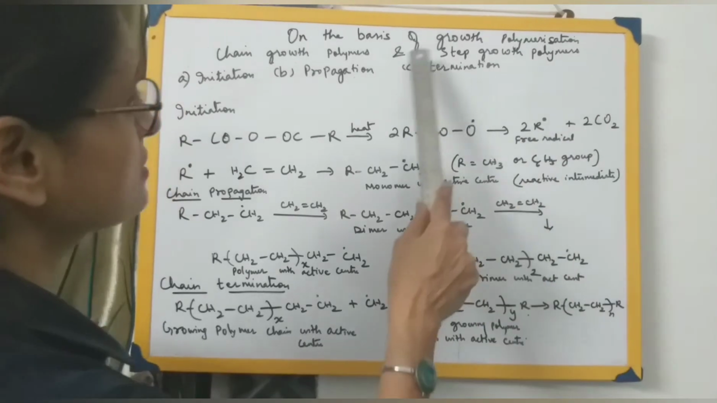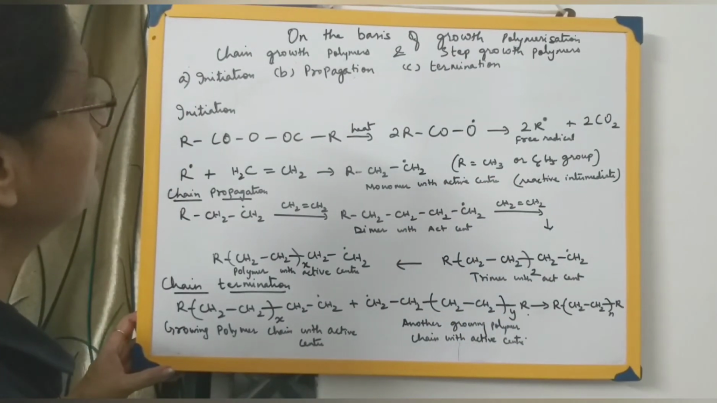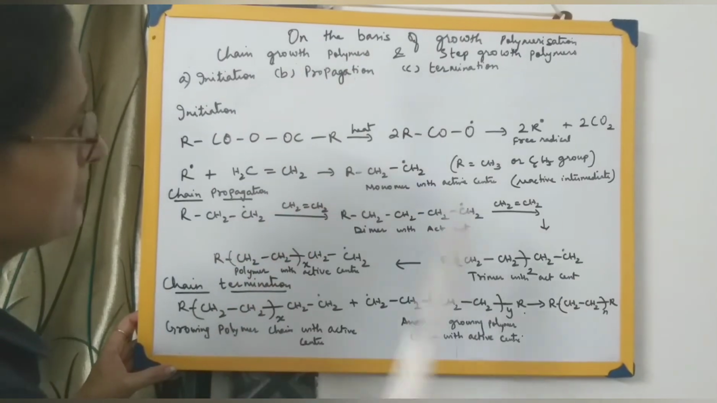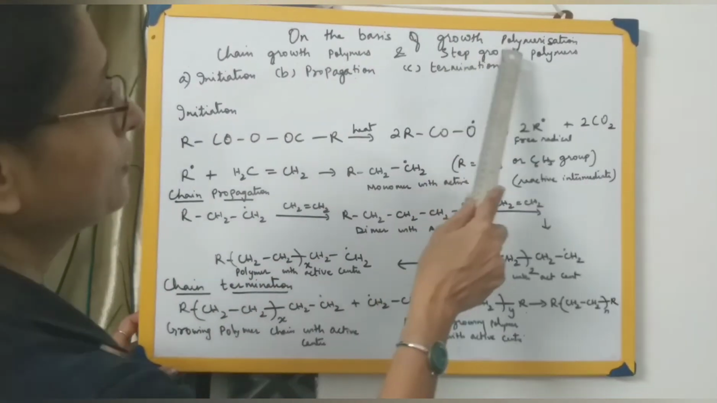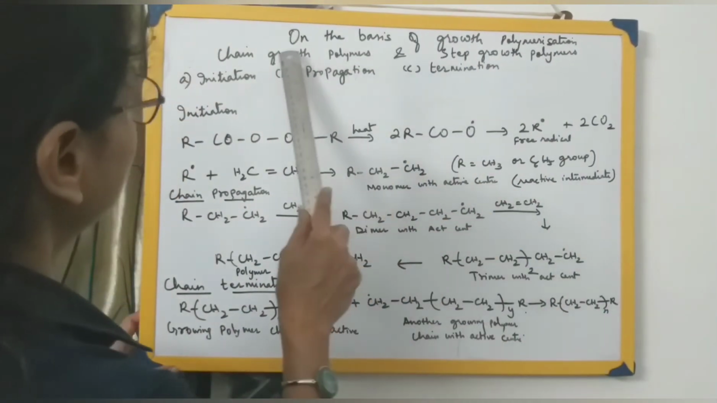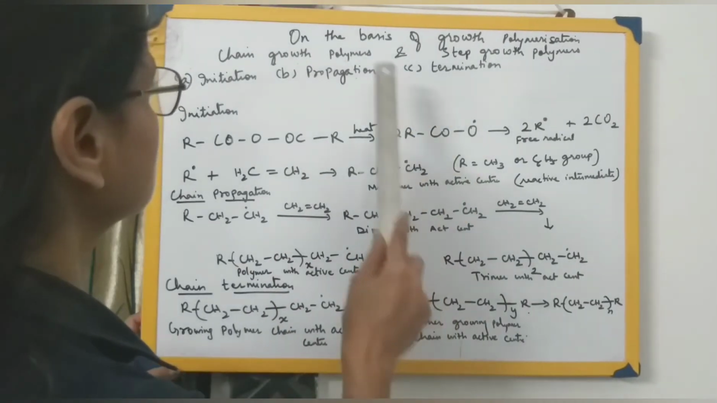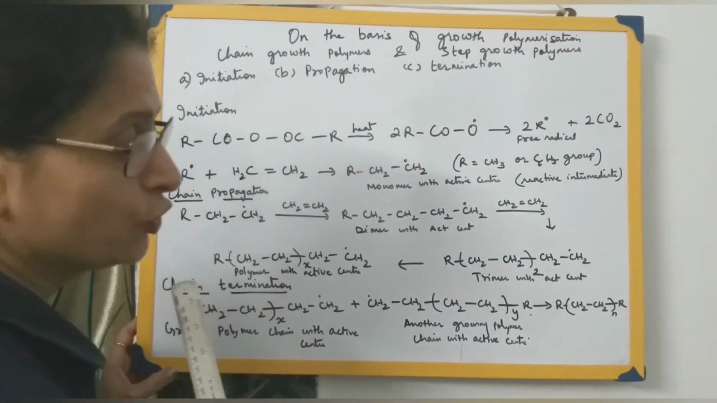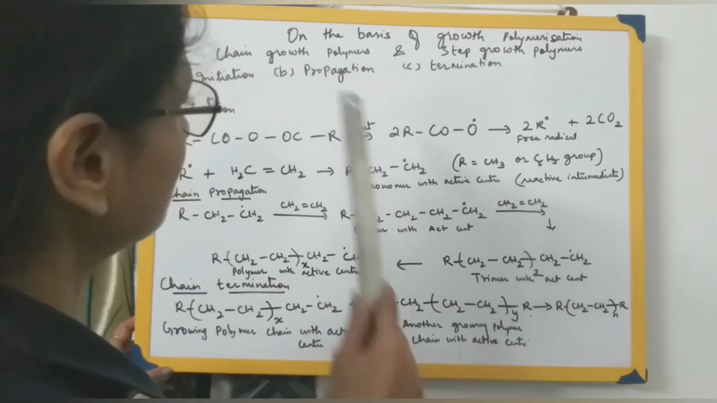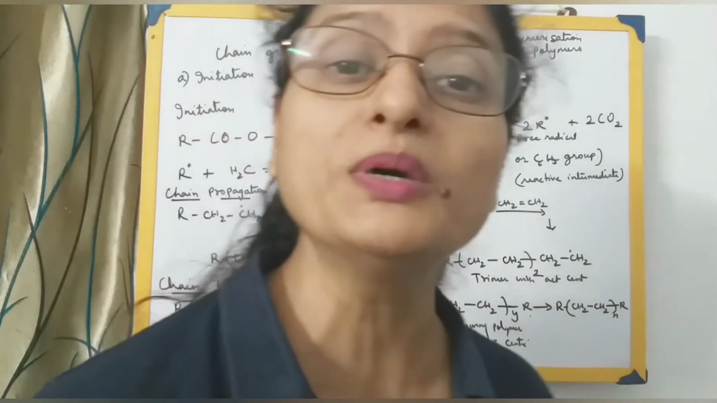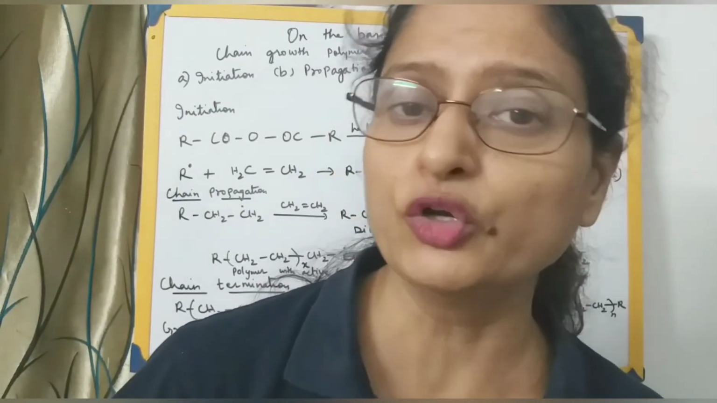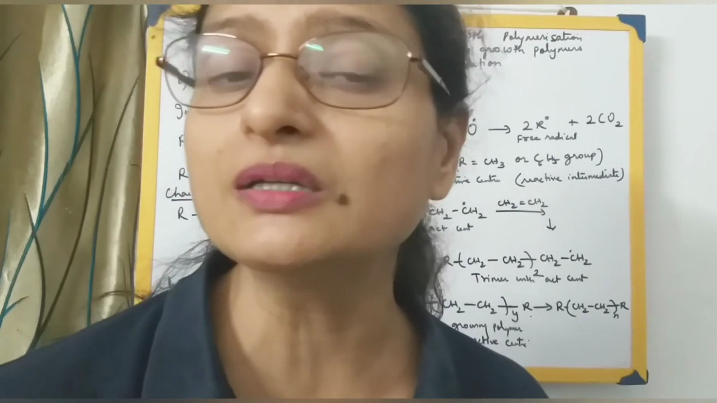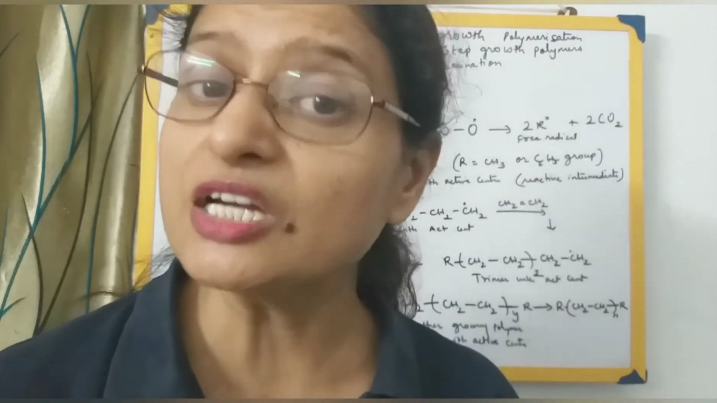So on this basis of growth polymerization, again we have two ways of classifying. One is chain growth polymers and another is step growth polymers. We'll first discuss the chain growth polymers. Chain growth itself means growth of a monomer chain. This growth of a monomer chain takes place via the formation of certain reactive intermediates.